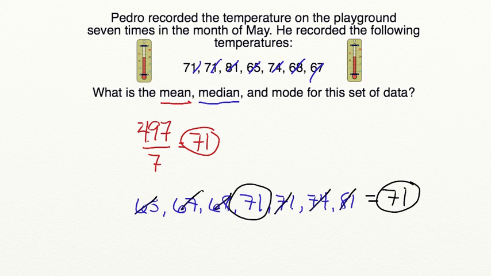Well, let's go ahead and finish up finding the mode. Remember, the mode is the number we see the most. And when we look at this set of data, we see every number once except for the number 71. The number 71 we see twice, so our mode is also going to be 71. That's interesting. For this set of data, our mean, median, and mode are all the number 71.